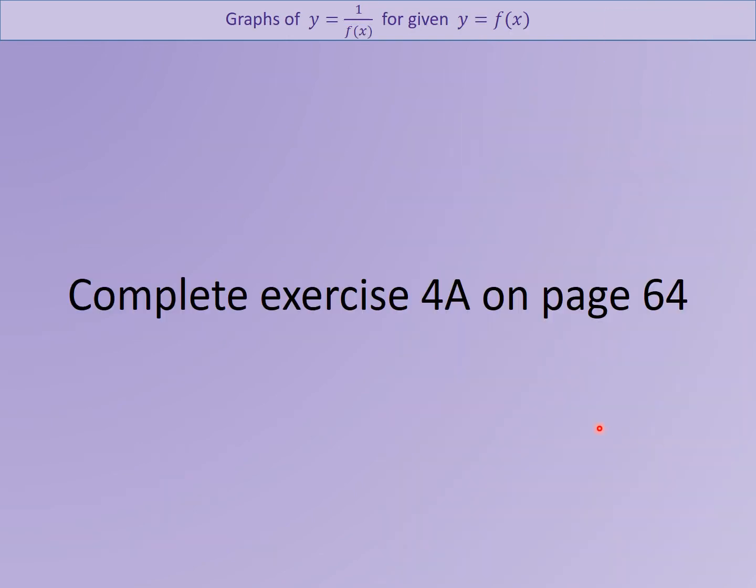What I'd like you to do now is just have a go at sketching some of those graphs, practicing those different skills, sketching what happens at stationary points, sketching what happens at intercepts, sketching what happens to horizontal asymptotes. Okay, so have a go at all those things on exercise 4A on page 64.